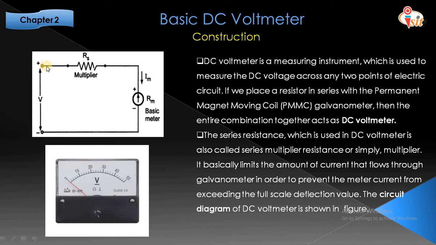What is the purpose of this multiplier? Suppose the voltage measured by this voltmeter is very high, and the current flowing through the circuit is very high. This multiplier opposes the current flowing through the circuit. Once it is opposed by this resistance, then this basic meter will be capable of measuring high voltage.